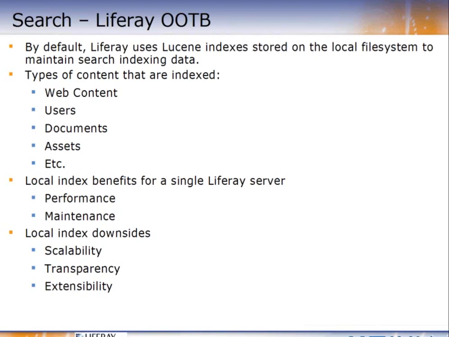data stores, including web content, user information, document information, page information, and many other types of data used by the portal. By default, all search index data is stored locally on the same file system as the portal server, and search indexes are created and maintained by the portal process itself.